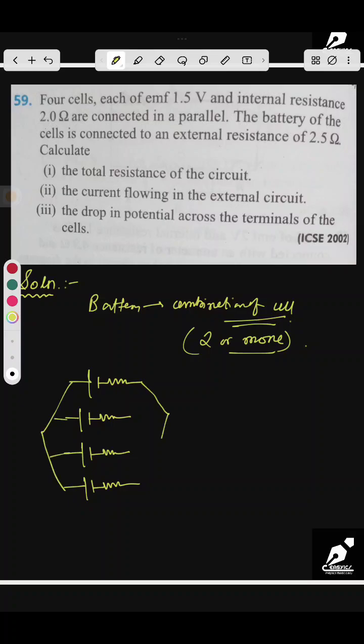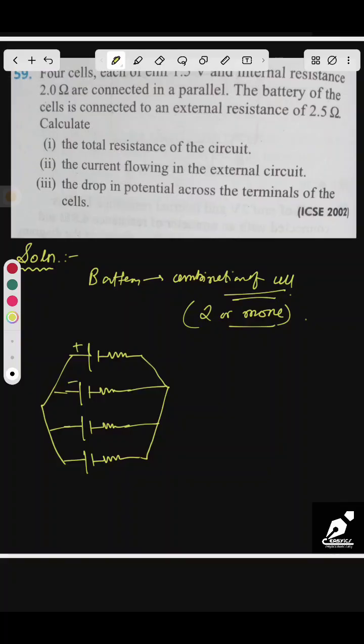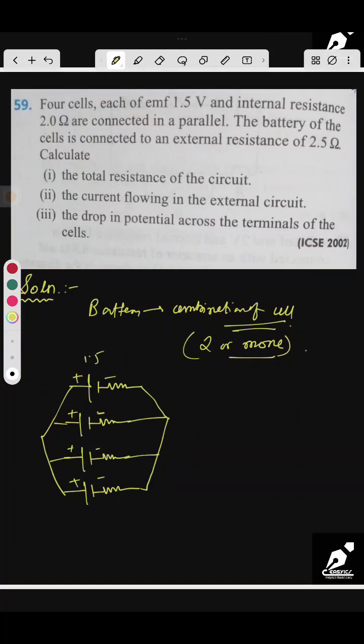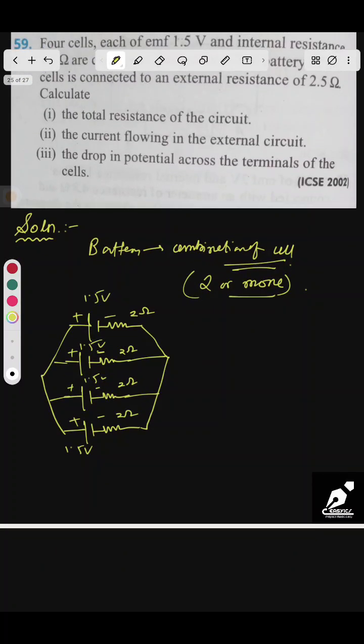Now, what is the polarity? If you know, you know, or else I will welcome you in class 12 with this concept. Same polarity means all the positive poles or the negative poles are in the same direction. This is same polarity. Each of the EMF is 1.5 volt, and the resistance is 2 ohm each. They are connected to an external resistance of 2.5 ohm.